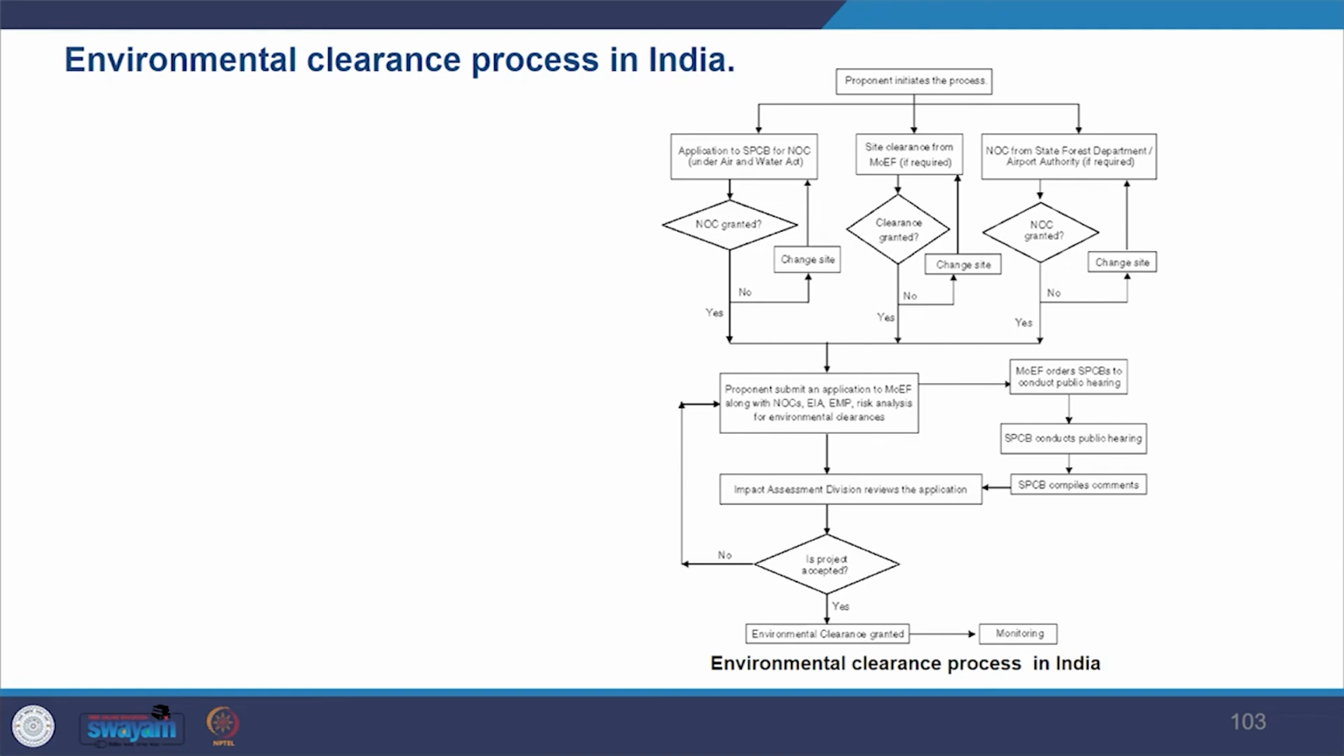You can see how the application process takes place, the site clearance process takes place, and NOCs are given, and then how the entire process takes place, and the decision in the end is made, whether the project is to be accepted or not. If you look at the broader category, the EIA process is divided into three basic steps: the preparation of EIA, then the review and decision making, and the third is post-project monitoring.